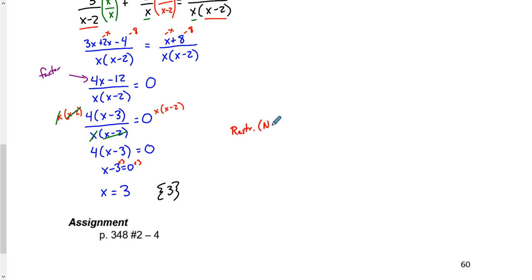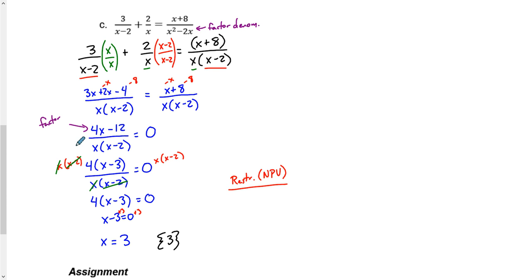Our restrictions are non-permissible values. X cannot equal, well, we only have the x and the x subtract 2. X can equal 0 at 0. And x subtract 2 can equal 0 at 2.